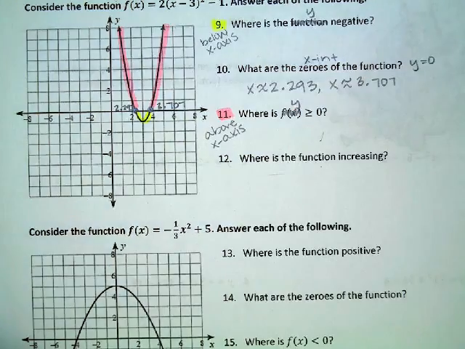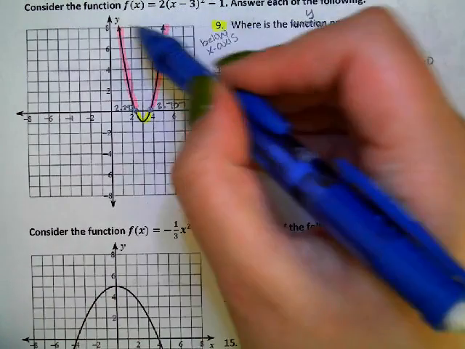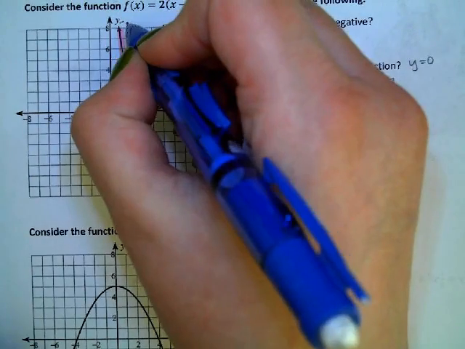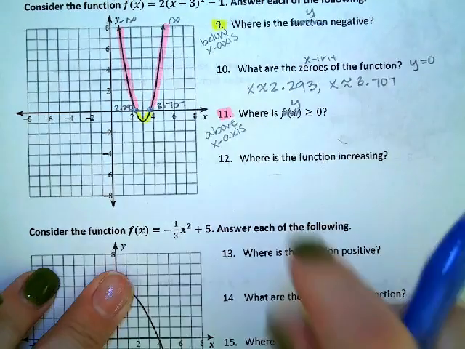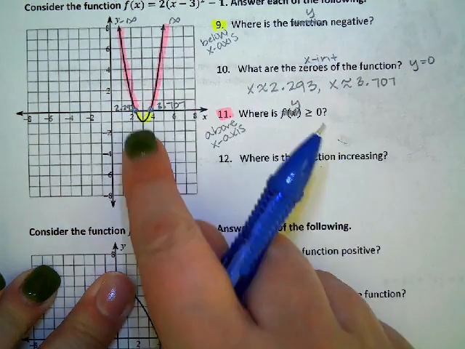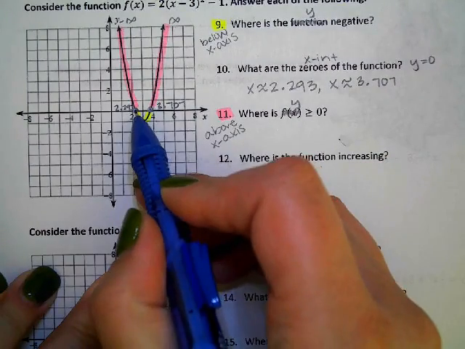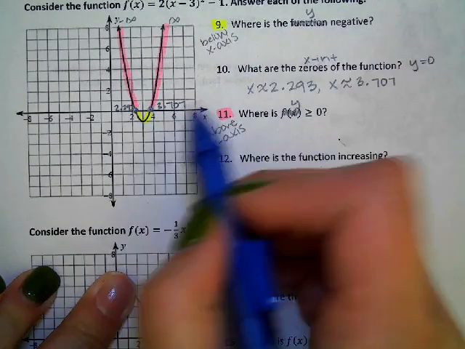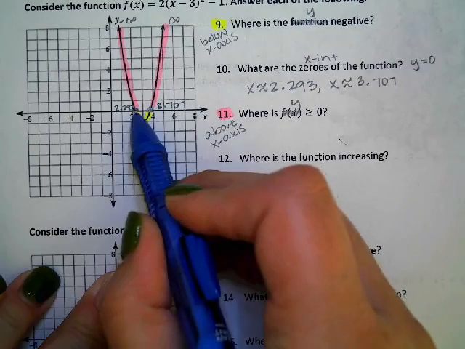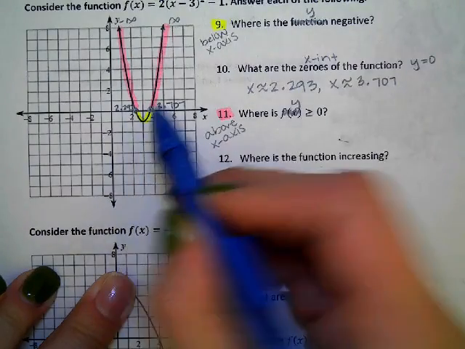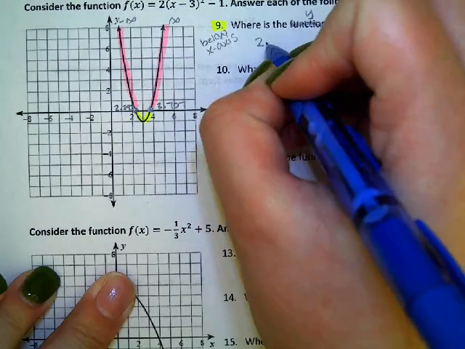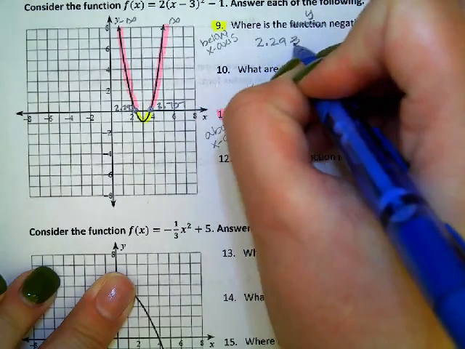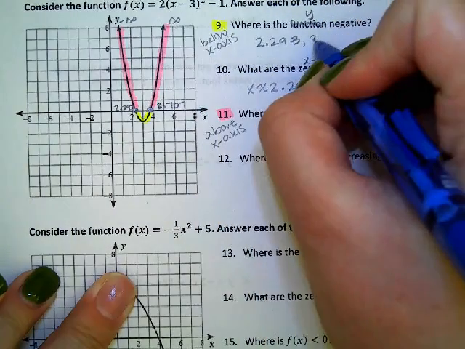Okay, so up here I have a left arrow, so that's negative infinity. Up here I have a right arrow, so that's positive infinity. Okay, so for number 9, that was my yellow. So my answer for number 9, where's the function negative, is from 2.293 to 3.707. So lower number 2.293, higher number 3.707.